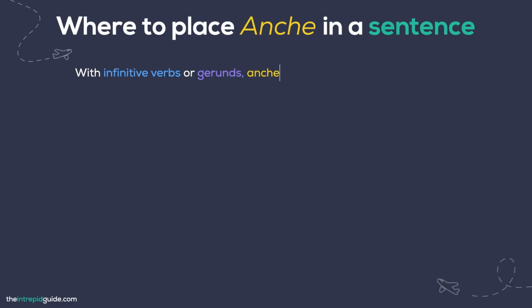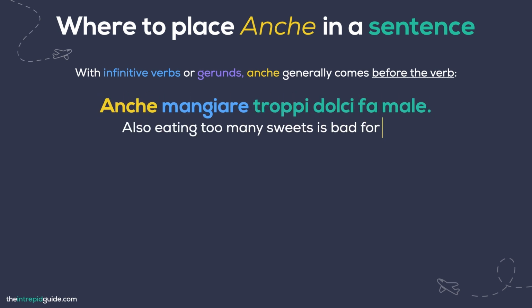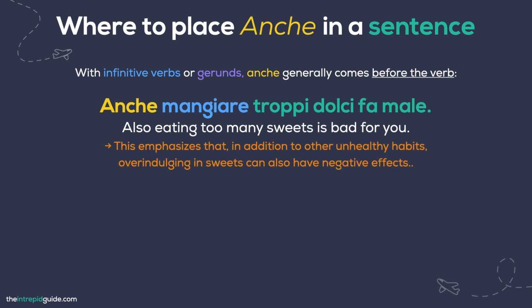And finally, with infinitive verbs or gerunds, anche generally comes before the verb. For example, Anche mangiare troppi dolci fa male. Also, eating too many sweets is bad for you. This emphasizes that, in addition to other unhealthy habits, overindulging in sweets can also have negative effects.